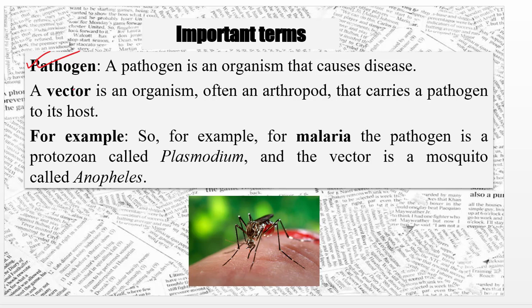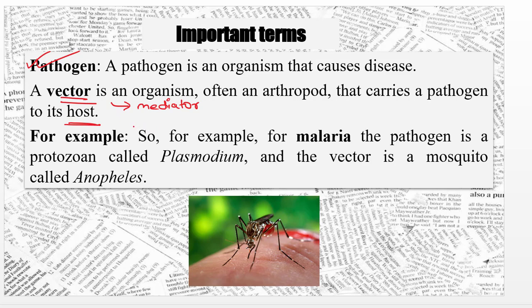Now, before getting into the details of the topic, let us understand some important terms. So, the first term is pathogen. Now, a pathogen is basically any organism that will cause diseases in the body of the host organism. A vector, on the other hand, is basically a mediator. It carries the disease-causing organism, that is the pathogen, into the body of the host.